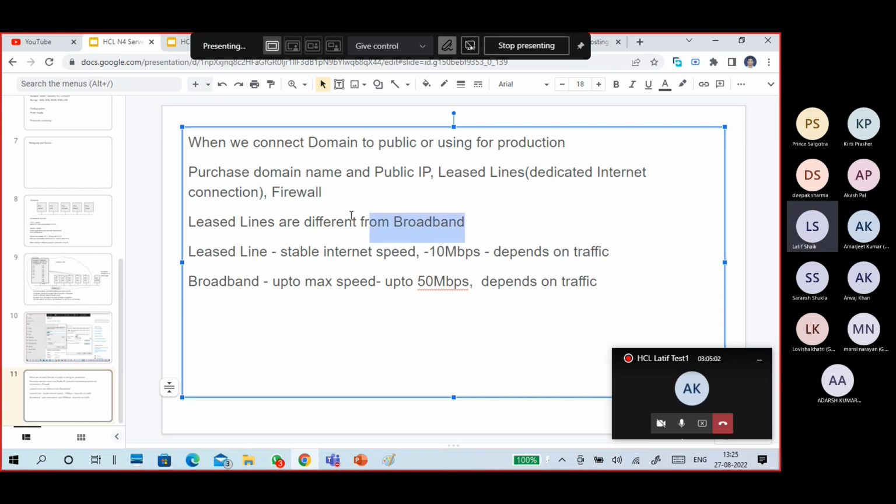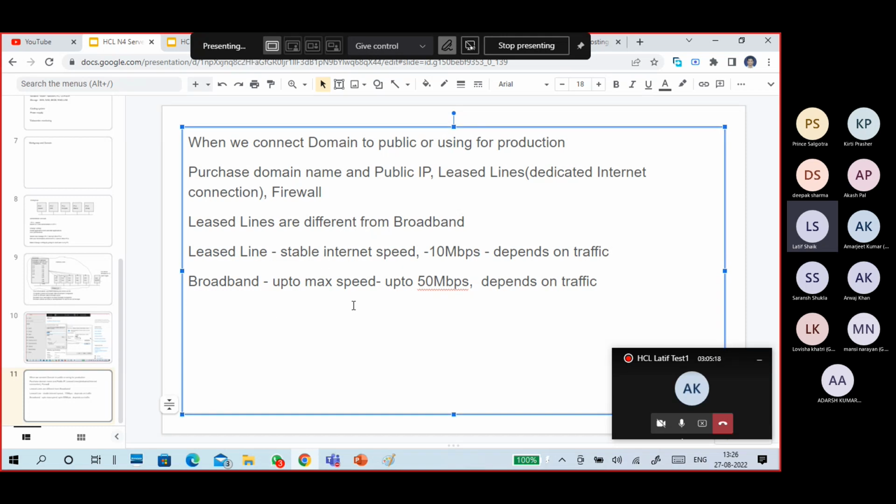Leased lines are different from broadband. With broadband, there will be variation in speed depending upon the network traffic. With a leased line, you get a stable internet speed. It is a dedicated line, so you have to pay extra. The cost is high, while broadband cost is less. Okay, so these are the points on the domain name.